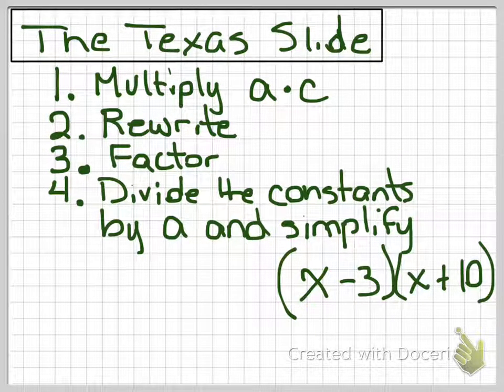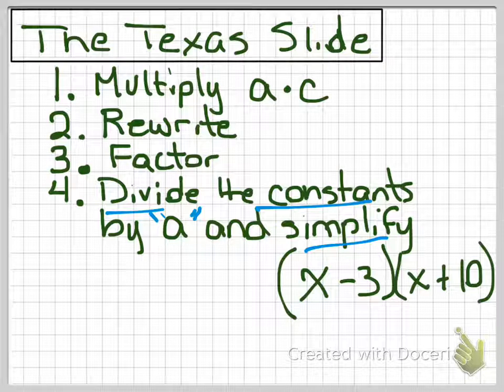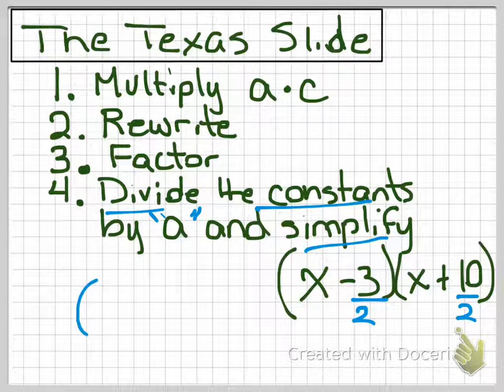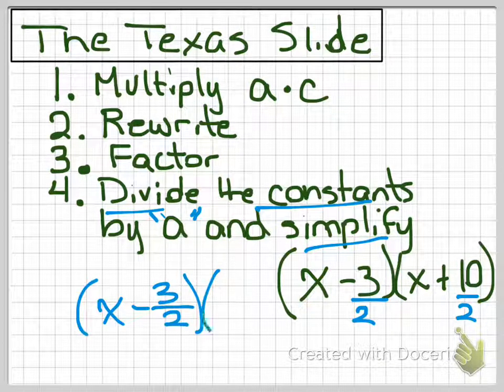Notice that now we have x minus 3 times x plus 10. If we look at step 4, it says divide the constants by a and simplify. So we're going to go ahead and do that. I'm going to divide by a. In this case, a, if you remember from the beginning, was 2. Then I'm going to simplify. When I simplify this, I'm going to have x minus 3 halves times x plus 5.